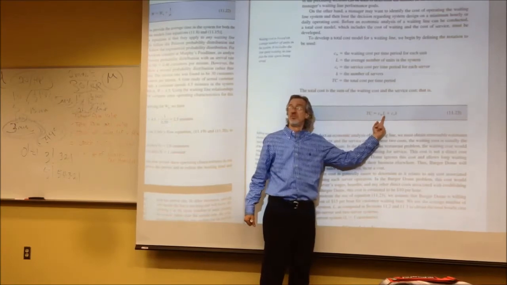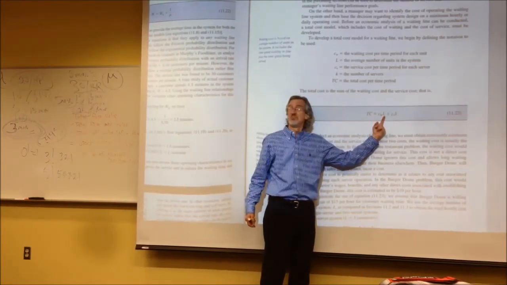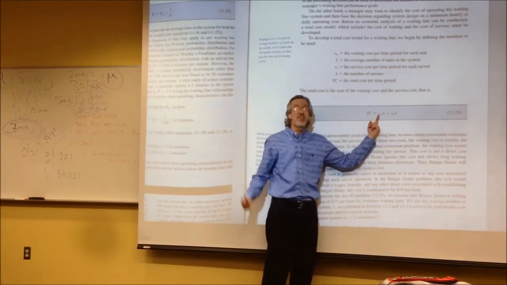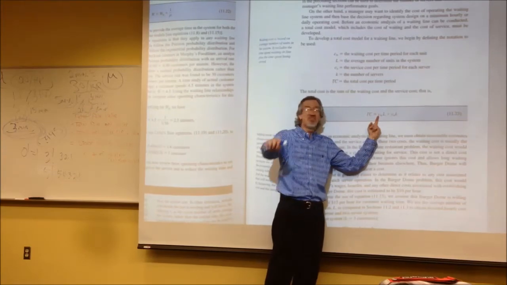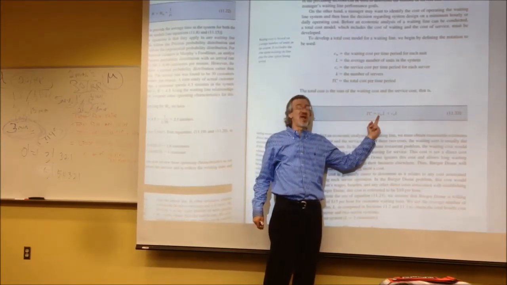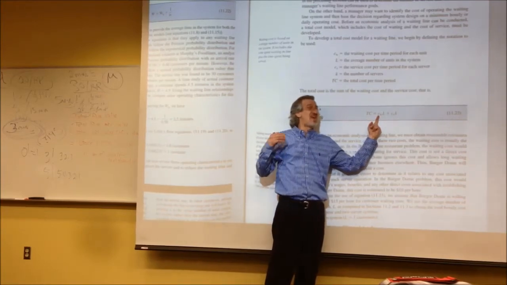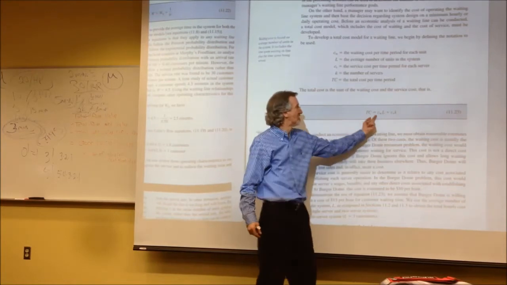There's L. There's the average number of units or customers in the system. It's being multiplied by a weighting cost that will always be given to you in the story. Hey, this company has determined that for every time there's a customer waiting, it has a cost of $20 per hour, or whatever that is.